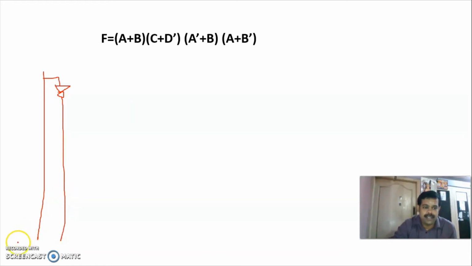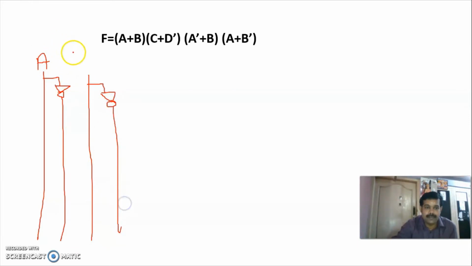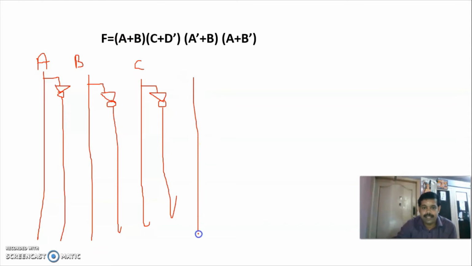A, A bar, then B, B bar, C, C bar, then finally D, D bar.